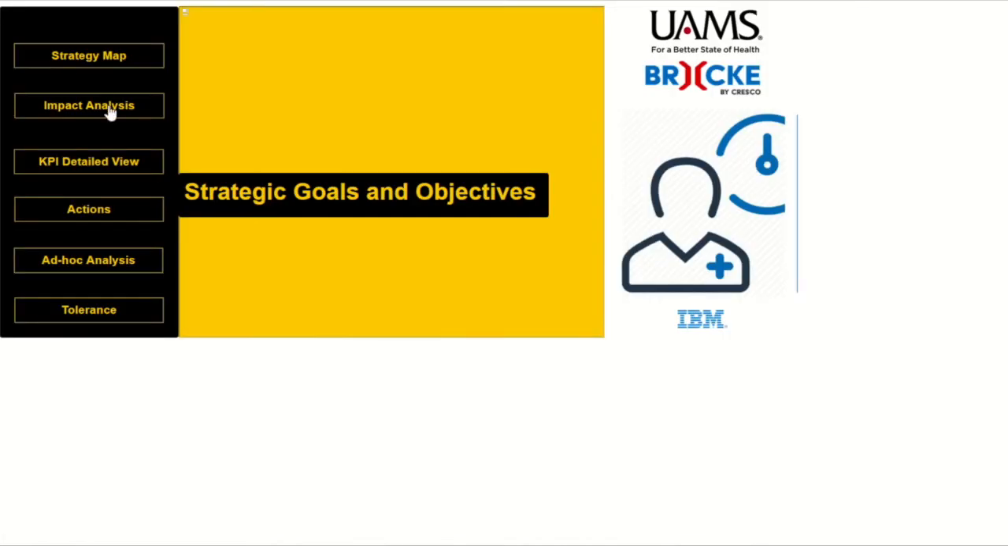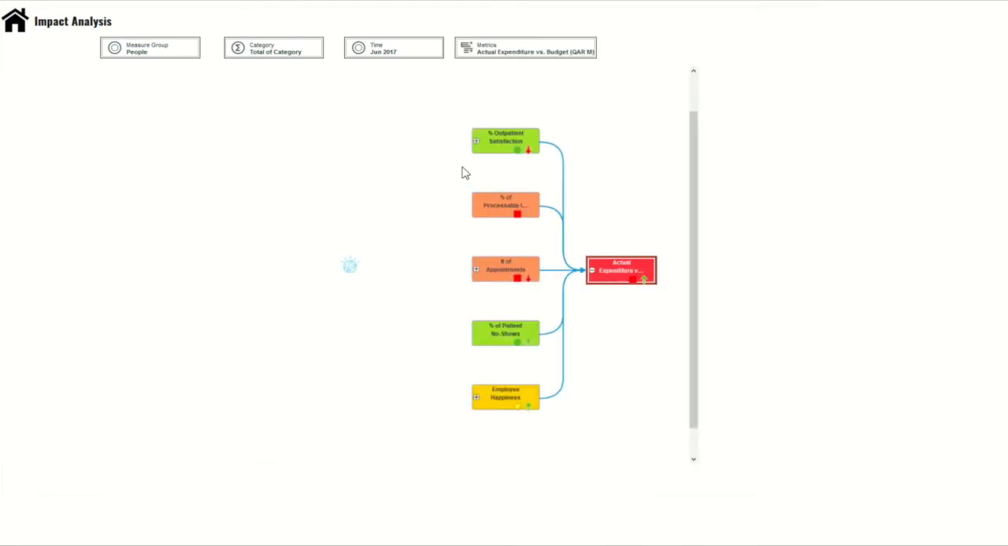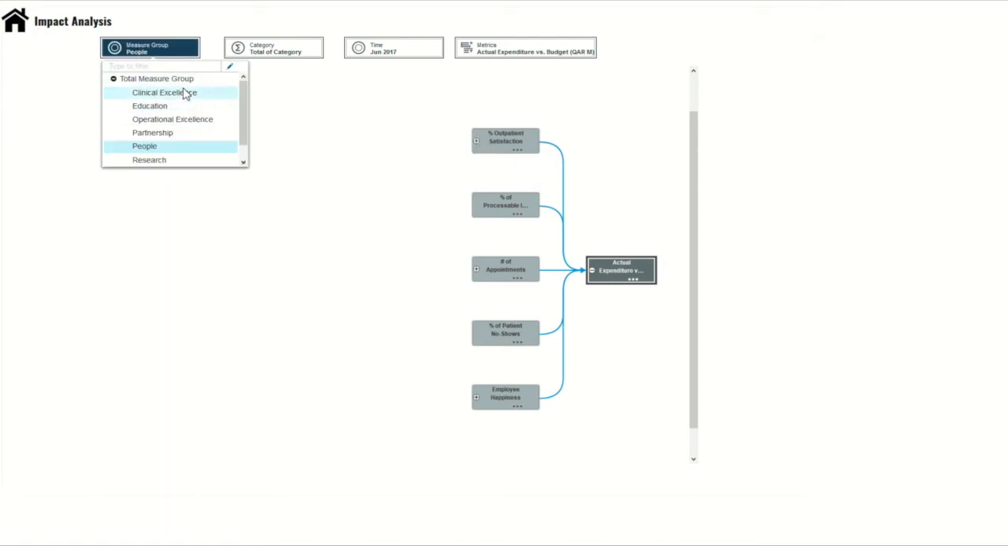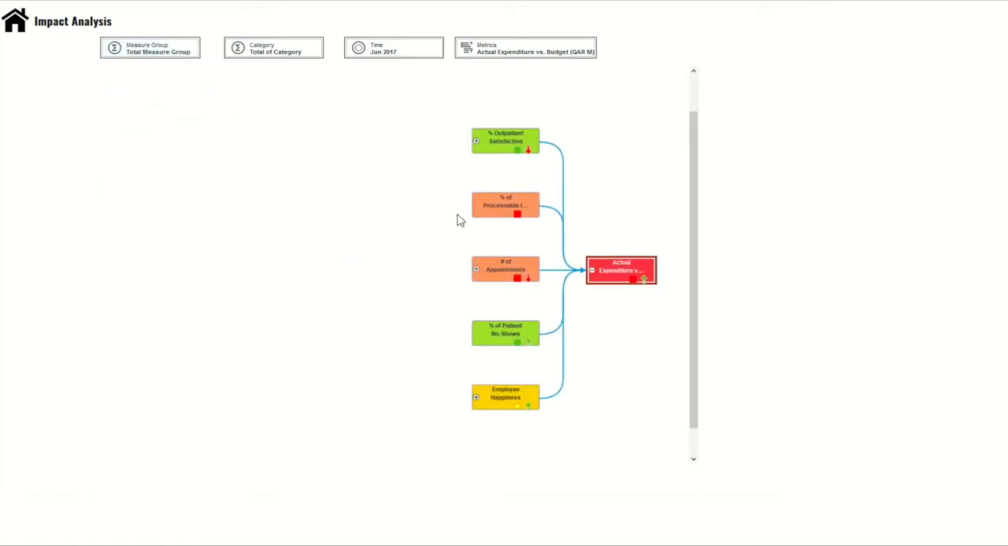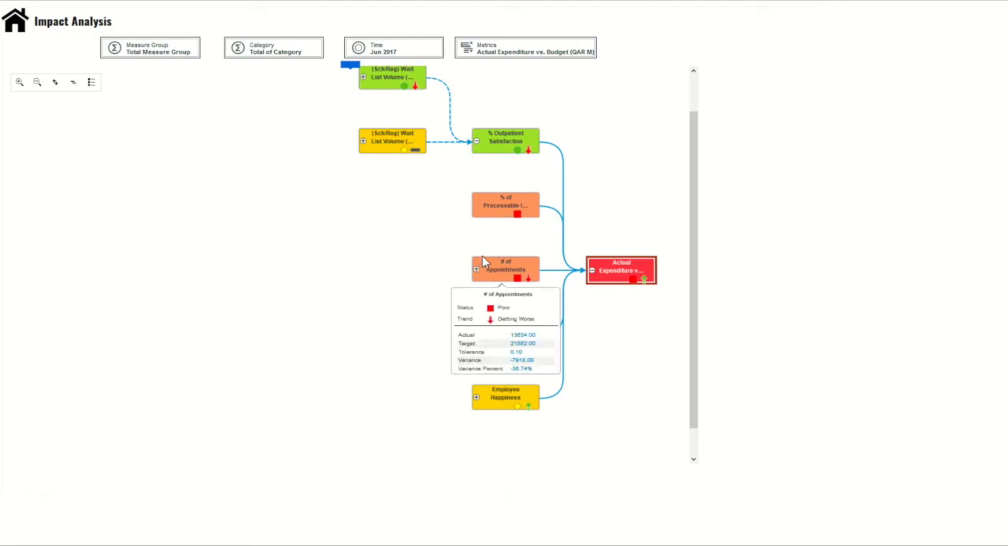We're going to go back, we're going to go to impact analysis. And this is a cause and effect diagram, and it's how the different KPIs interrelate with each other. We're going to change our measuring group back to total. We can see outpatient satisfaction. We can drill down to see what makes up these KPIs. You can click on these for more insights.